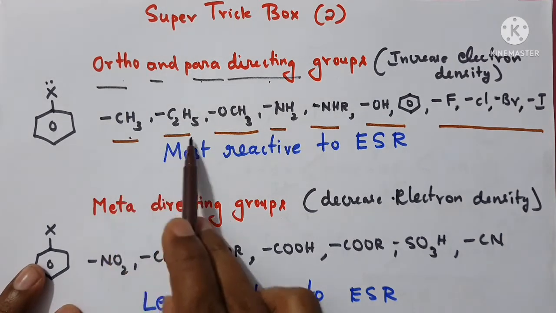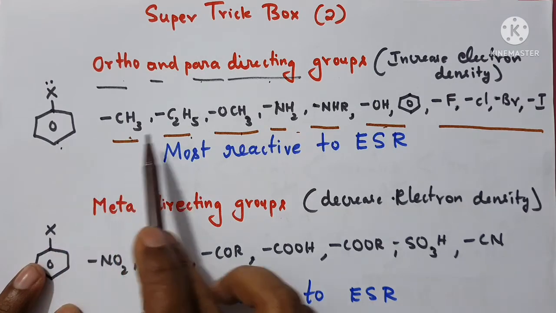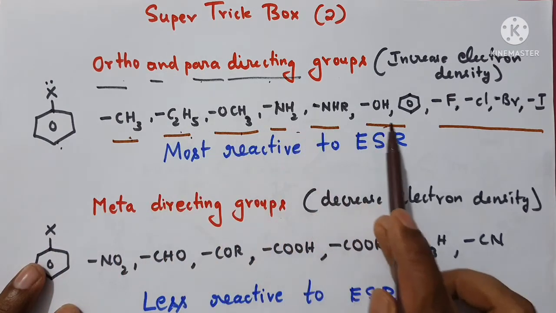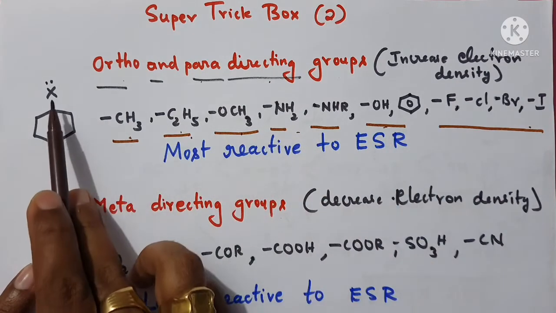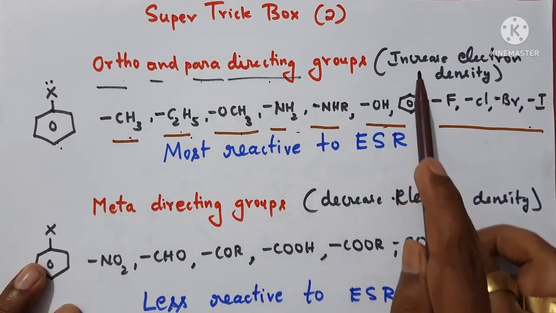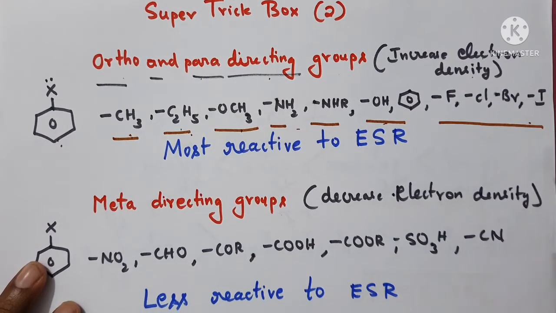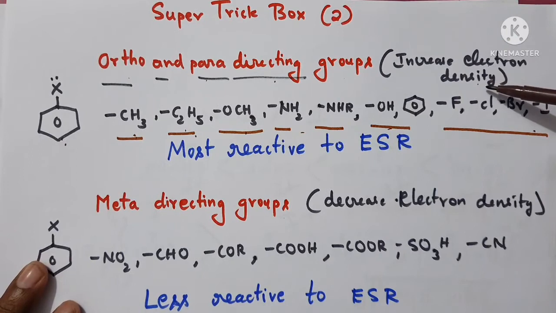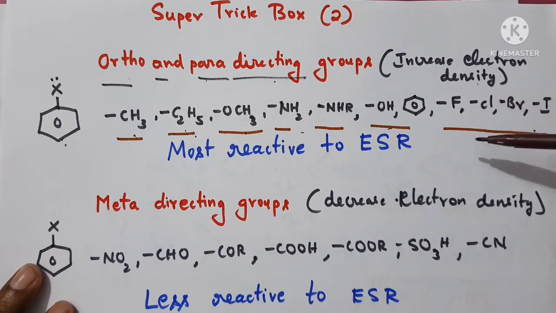Whenever these are present on the benzene ring, remember children, whenever these groups which you are seeing in order are present on the benzene ring, they always increase the electron density. It is very, very important. When the electron density increases, it is going to undergo electrophilic substitution reaction at a faster rate.